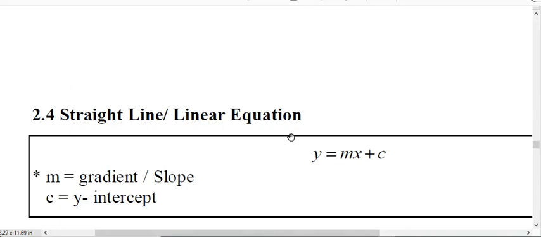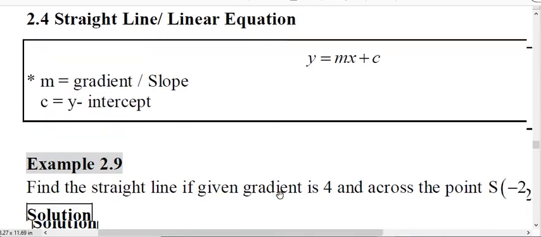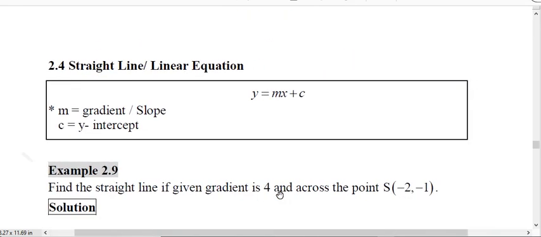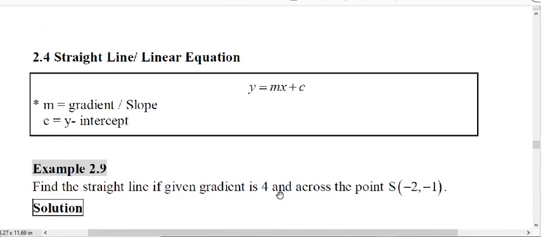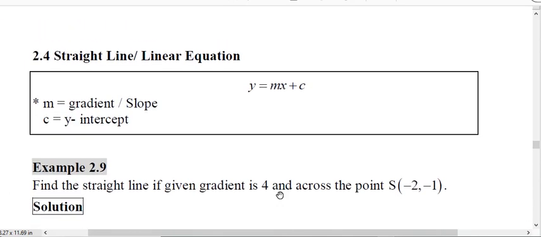Okay, so what is a straight line, or as I said, a linear equation? In general you can have y equal to mx plus c, whereby your m here is your gradient or the slope, and the c here is your y-intercept. Okay, so let us look into the first example. Find a straight line if the gradient given is 4 and it goes across a point S. Okay, so how are we supposed to do it?